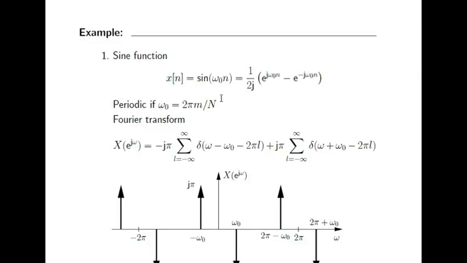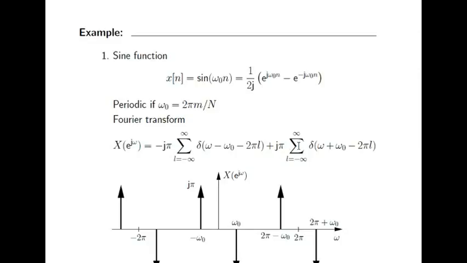It will be taken by the first formula which I have told you, which consists of omega minus omega naught minus 2 pi l. Keep in mind that for the sine and cos functions we'll use that formula, and for other functions we'll use the omega minus 2 pi k by N formula. So the Fourier transform will be minus j pi summation l equals minus infinity to infinity delta omega minus omega naught minus 2 pi l, plus j pi summation l equals minus infinity to infinity delta omega plus omega naught minus 2 pi l.